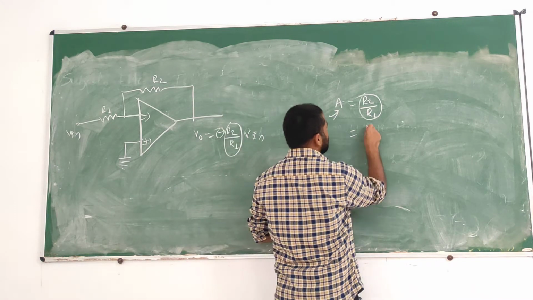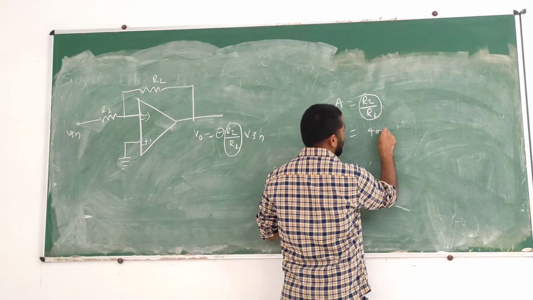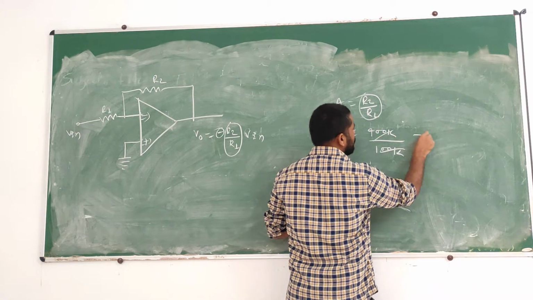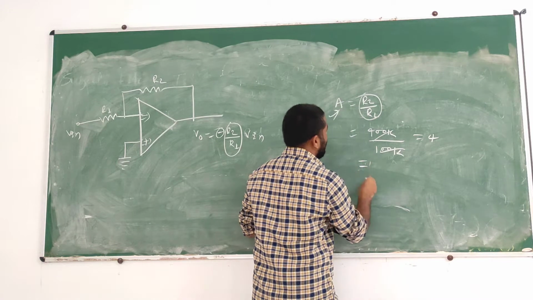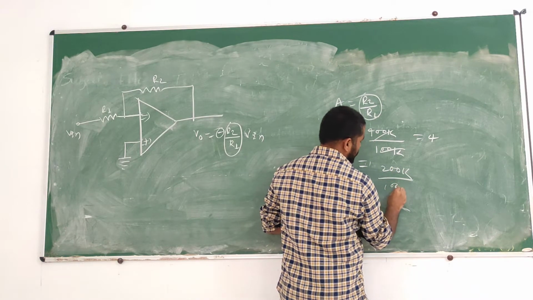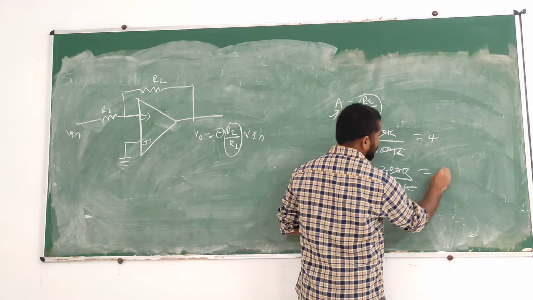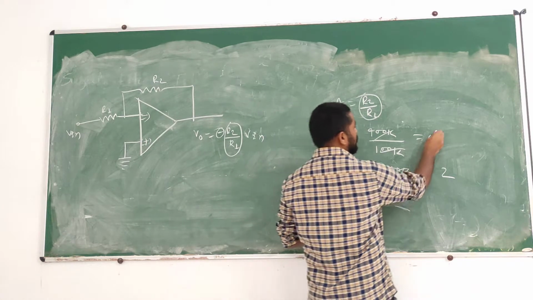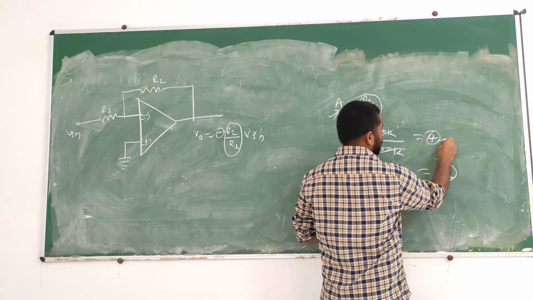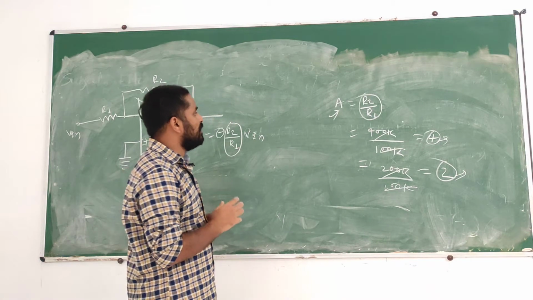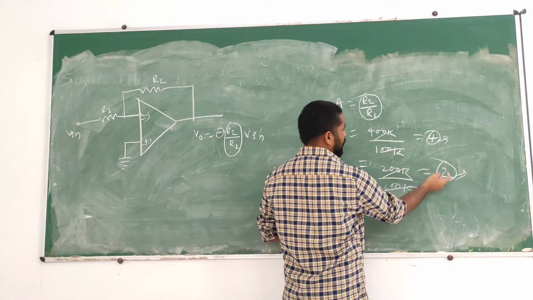What is the gain? If you keep R2 as 400k and R1 as 100k, the gain will be 4. Now if you keep R2 as 200k and R1 as 100k, then the gain will be 2. So now we got the multiplying factors of 4 and 2. Now this is your multiplication. You can multiply with the gain 4 and 2.